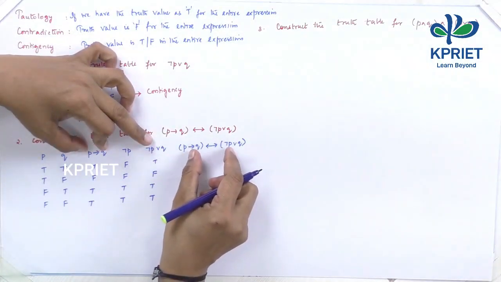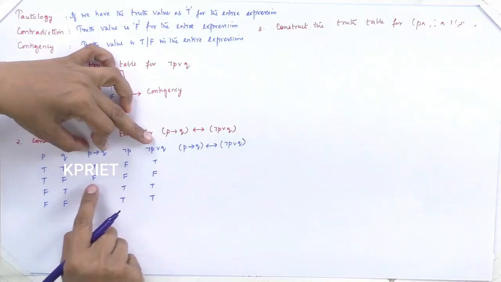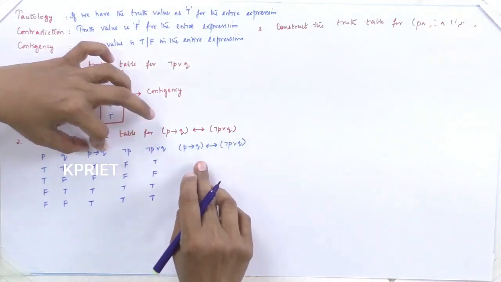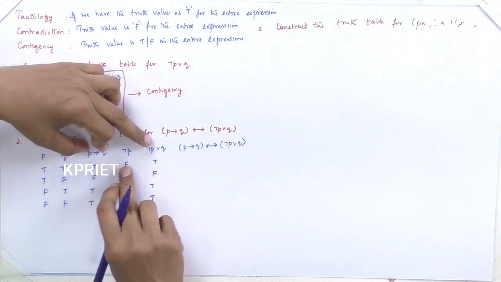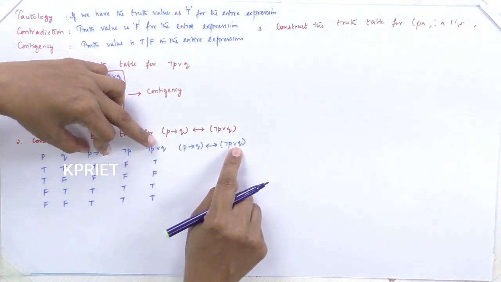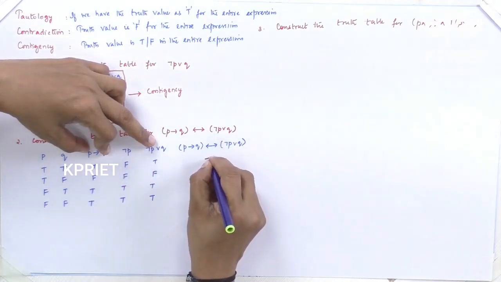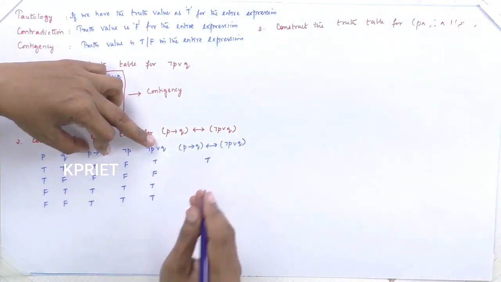These two should have identical truth values, only then will I have the truth value T. So where do I have identical truth values? I will have to check that. See here, this is one statement, this is the other statement. These two should have the identical truth value. I have T, I have T, so it is identical. Therefore the net resultant is T.